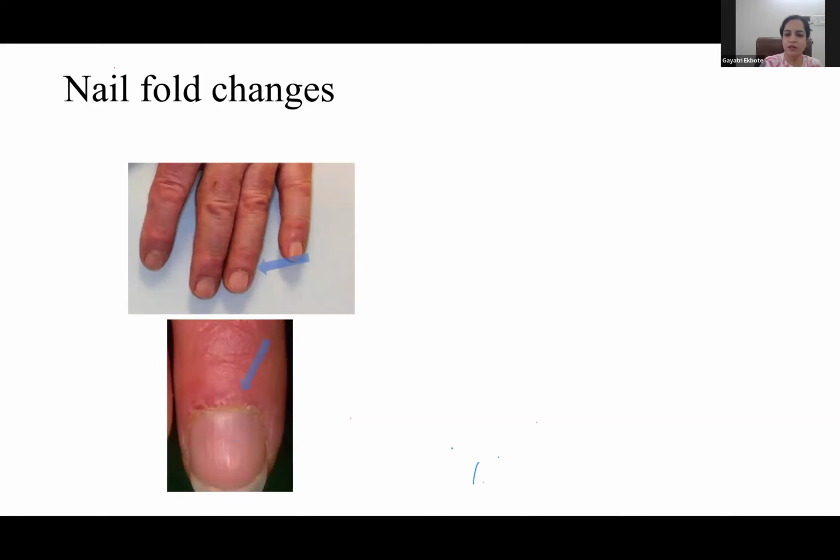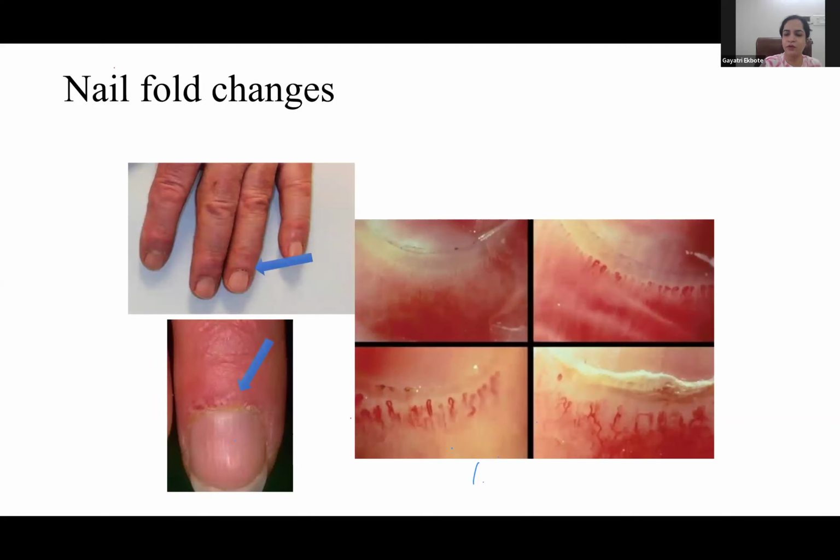So nail fold changes. If you have the capillaroscopy in your wards, in your medicine department, please learn. So the dropouts and hemorrhages are the last part of your Raynaud's phenomenon. So when you see these things, that means the Raynaud's or vasculopathy has progressed.